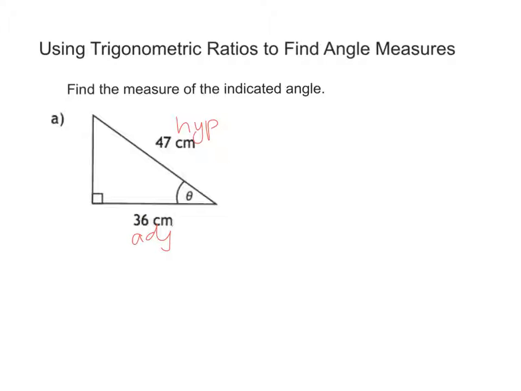Once you decide which two side lengths you have, now you can choose a trig ratio, sine, cosine, or tangent, and you have to choose the one that has both of those side lengths in it, hypotenuse and adjacent. Cosine, right. The cosine of an angle is equal to adjacent over hypotenuse.